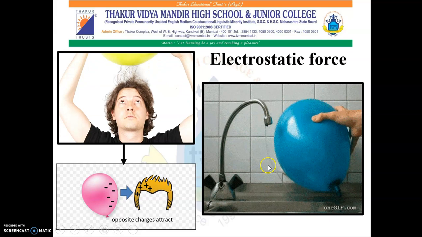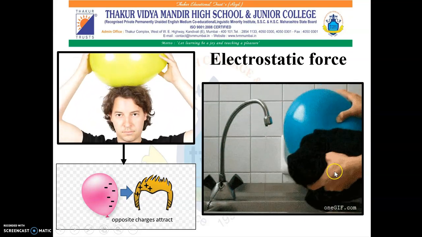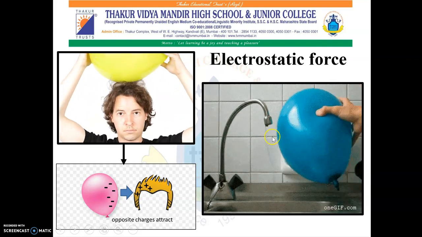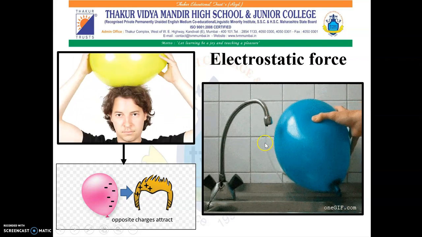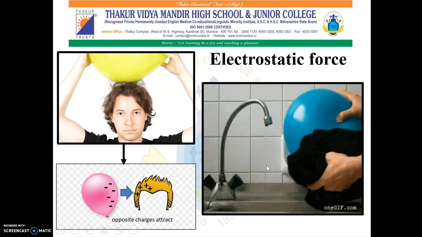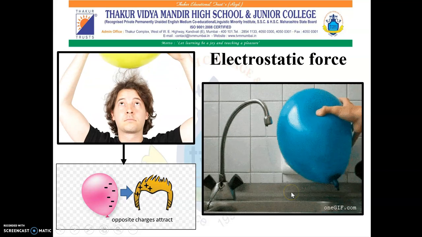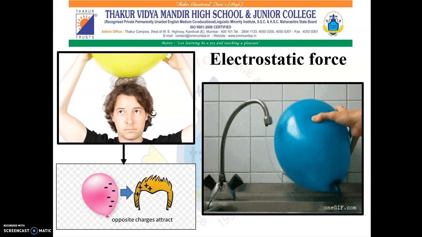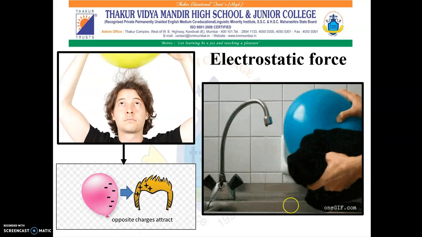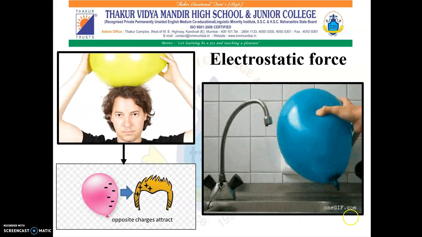Here in this picture you can see when an inflated balloon is rubbed against a silk cloth, and then that balloon is brought near the flow of water. You can see the flow of water is getting attracted towards the balloon and the direction is also changed. So again here it is the electrostatic force because of which the flow of the water is getting attracted towards the balloon.